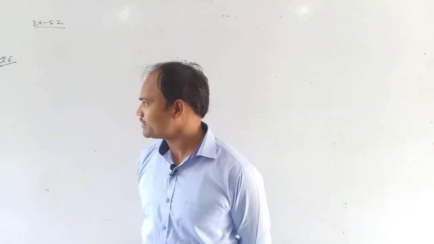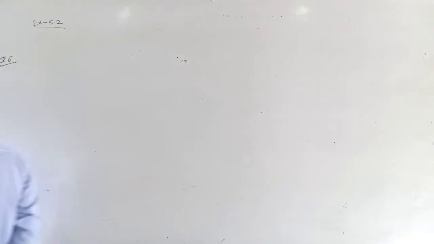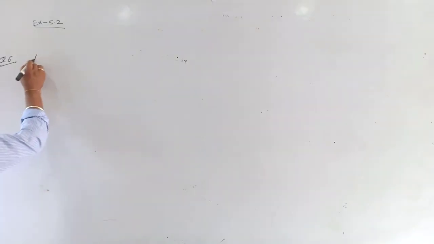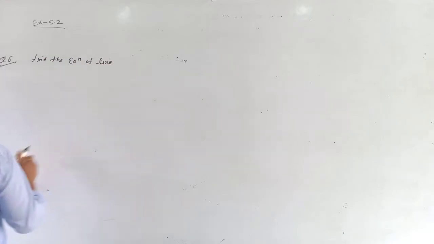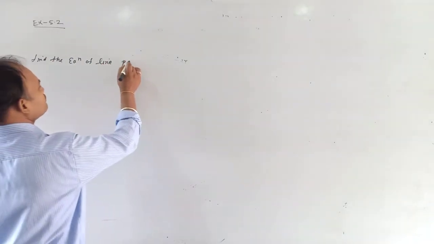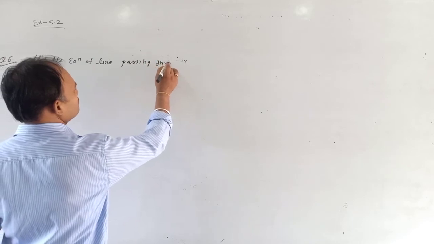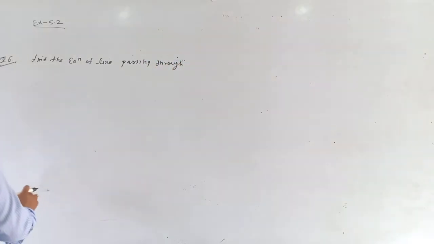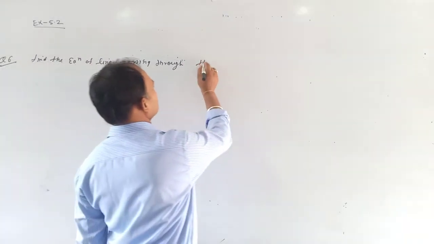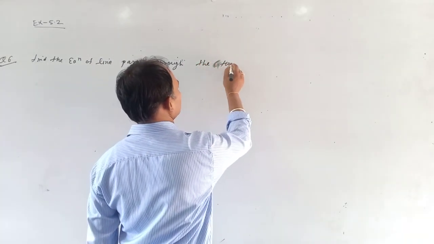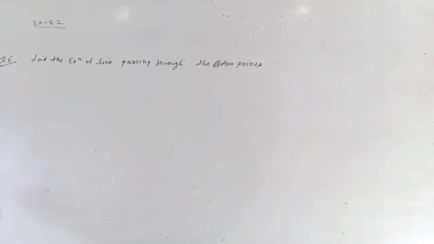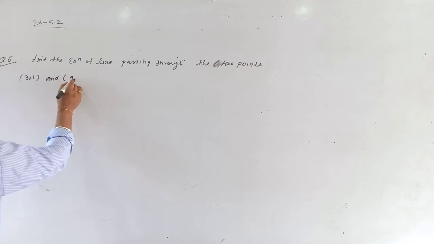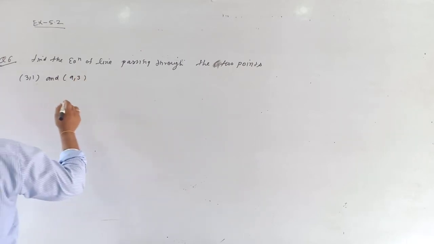Okay, so now we are going to solve this. What is question number 6? Let's see. Find the equation of the line passing through the 2 points 3, 1 and 9, 3 using determinant.